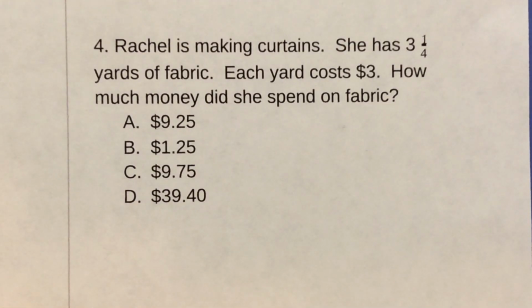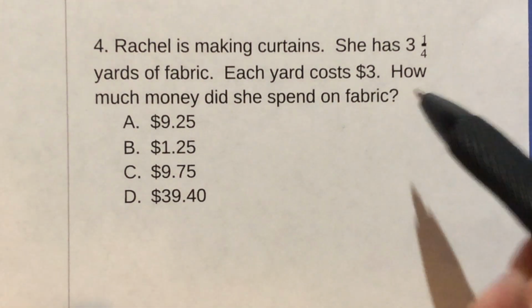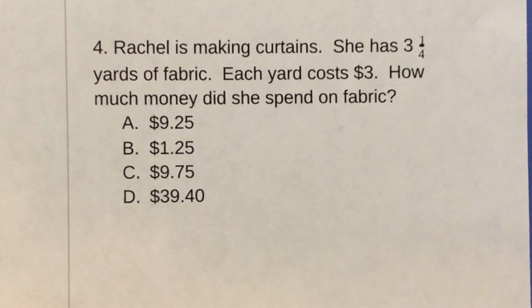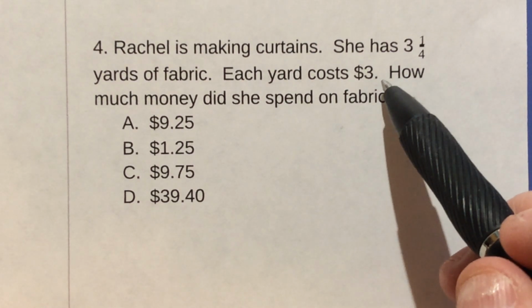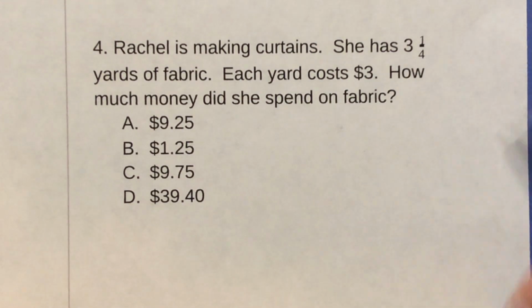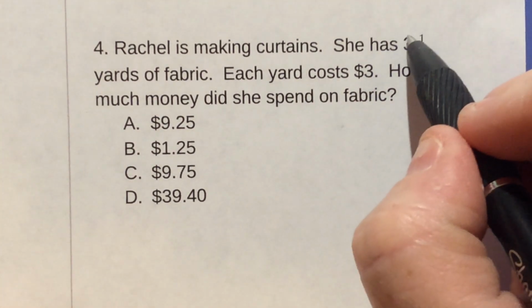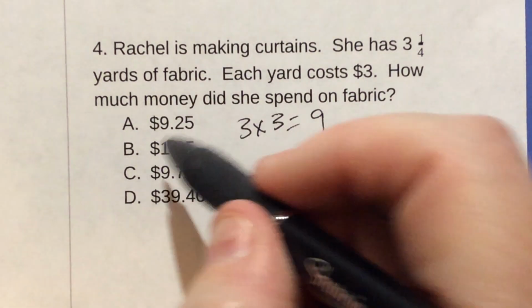Rachel is making curtains. She has 3 1/4 yards of fabric. Each yard costs $3. How much money does she spend on fabric? Okay, first let's estimate. She has a little bit over 3 yards, and each yard is $3. So the first yard is $3, the second yard is $3, and the third yard is $3. That could be solved with repeated addition. So that means it's multiplication. So if I estimated first, 3 times 3 is 9. Any answer not close to 9 should be gone.